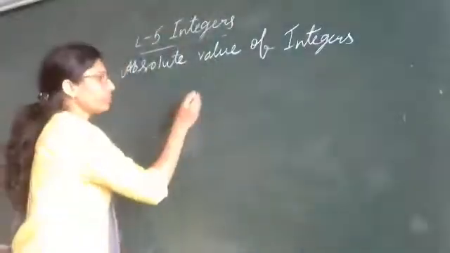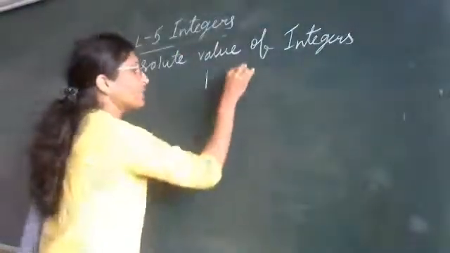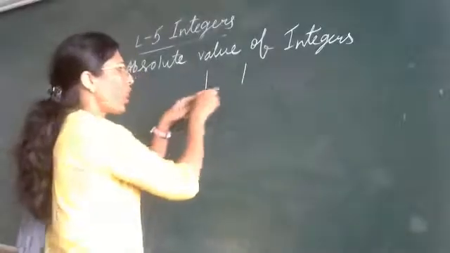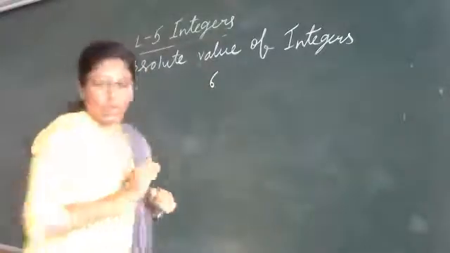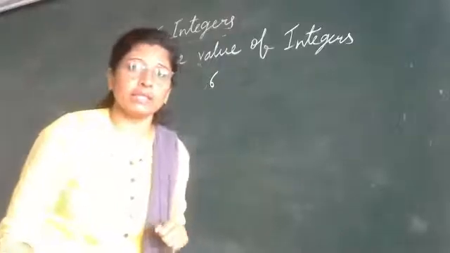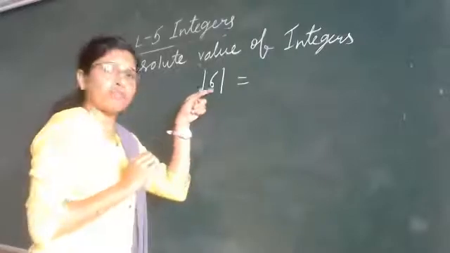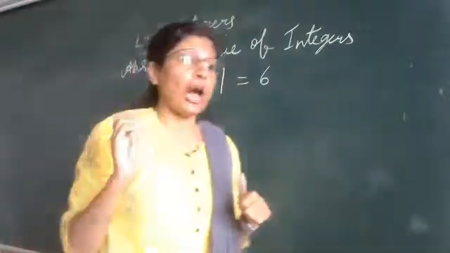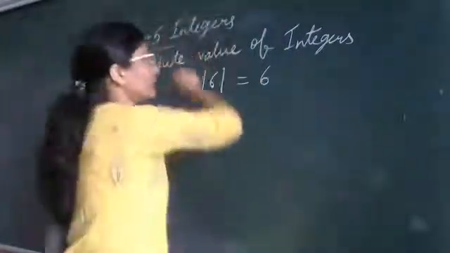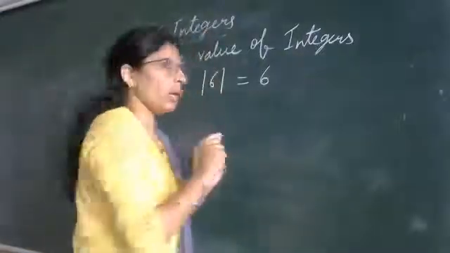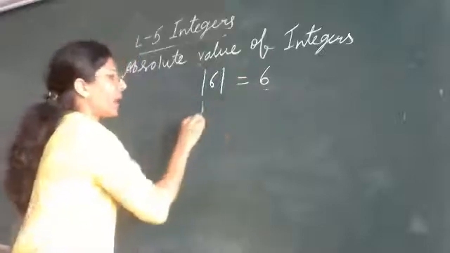Okay. Now for example, and one more thing, it is represented by two lines like this. You have to draw two lines on both sides. Now, if any number is there, 6, what will be the absolute value of 6? We represent it like this. The absolute value of 6 is 6 only. Like you have face value in the number system, the same way this absolute value is there. So the absolute value of 6 is 6 only.